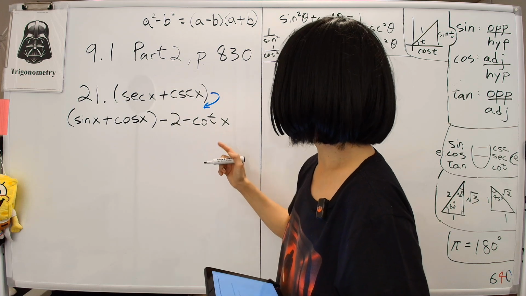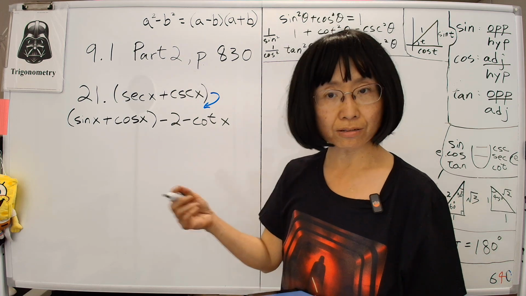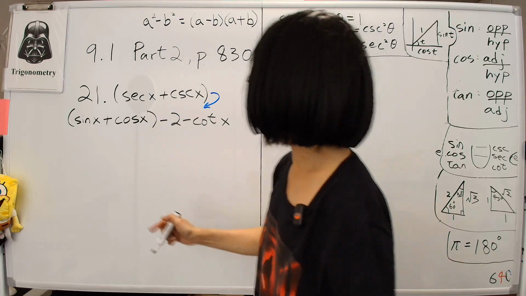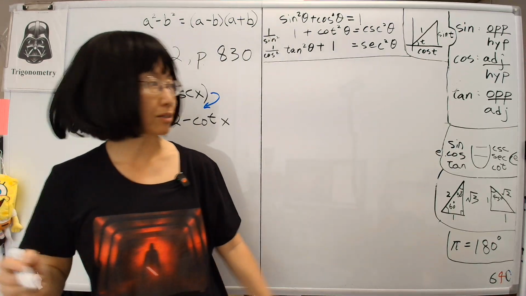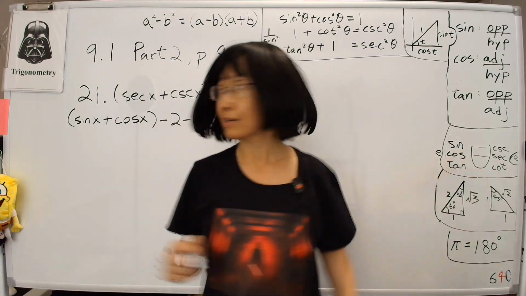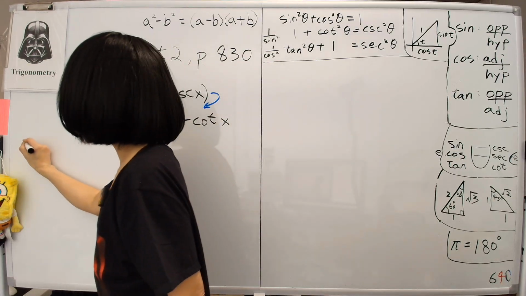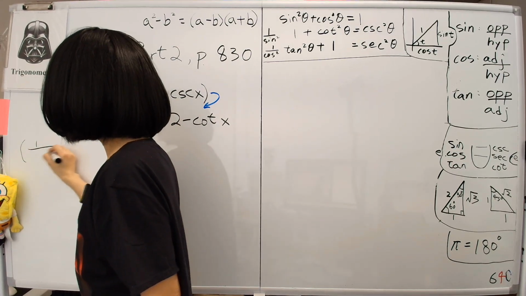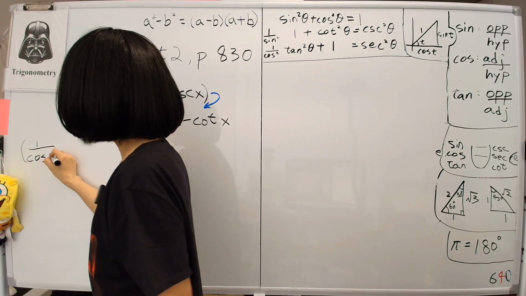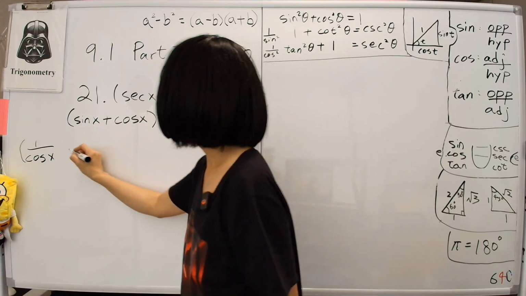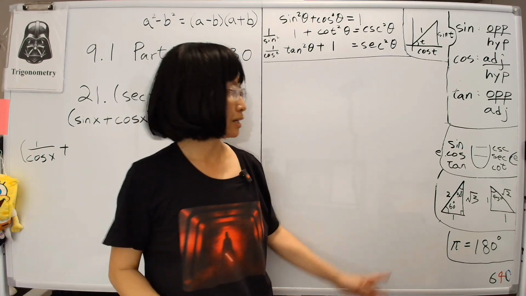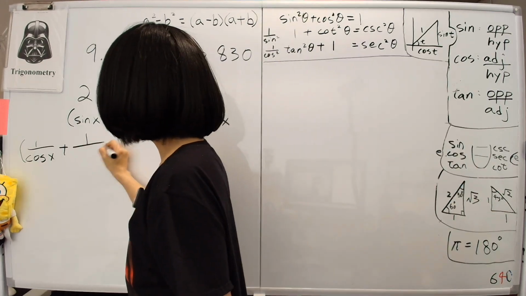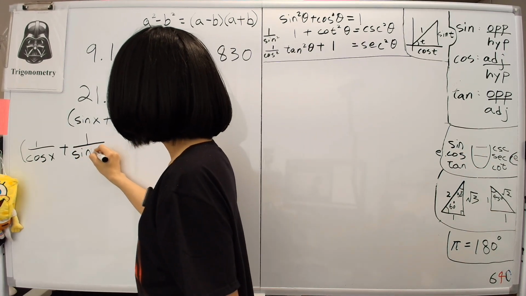But first, we are going to convert these things to sine and cosine, just so that things are more consistent. So to rewrite this, secant is equal to 1 over cosine. We'll write that down. I'll start over here because it's a big long line. So we have 1 over cosine x, the secant one here, plus cosecant is 1 over sine of x.